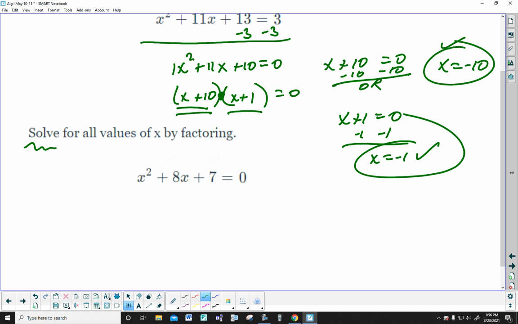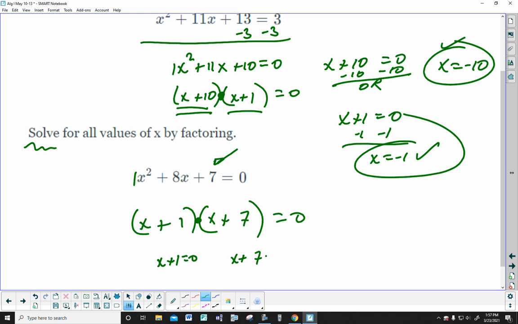It's already set equal to 0, so you just factor it. The leading coefficient is 1. You're asking what multiplies to 7 and adds to 8. 1 and 7. There's no other option. Because it's a product, you're just going to take these two and set them equal to 0. Subtract the 1, subtract the 7, and you get x is equal to negative 1 and negative 7. There are your two answers.